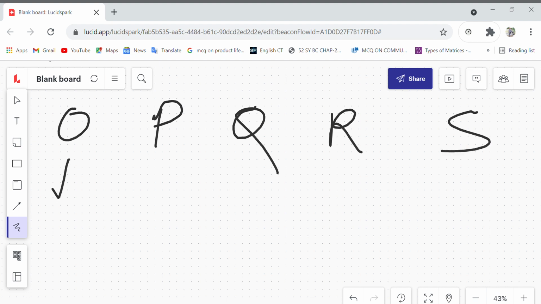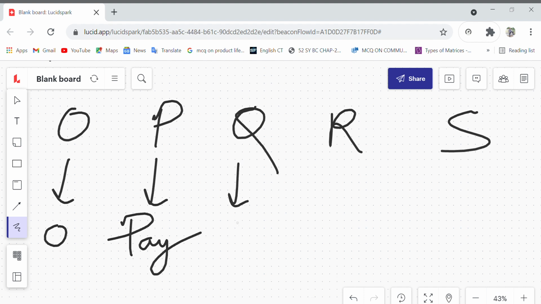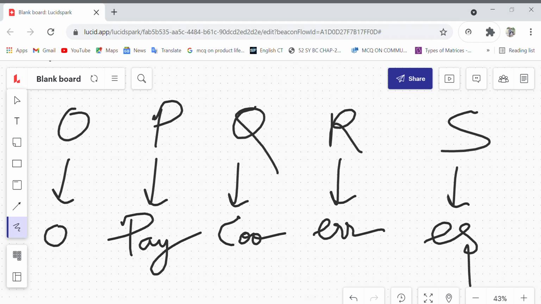For O, it's the same O. For P, it's pay. For Q, it's ku. For R, it's er. For S, it's es. So let me repeat. For O, it's the same as the English one, O. For P, it's pay. For Q, it's ku. For R, it's er. For S it's es.